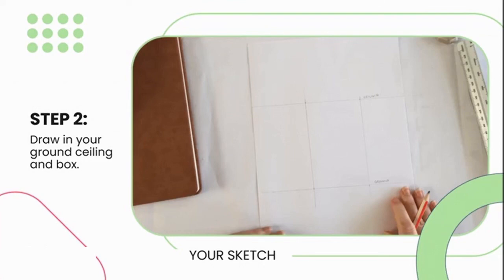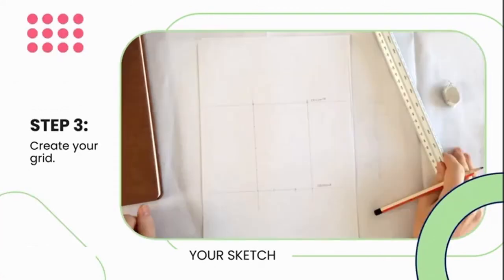So as you can see, I first drew my bottom line and then I drew my ceiling line, and this is essentially creating a box within the page. So let's jump onto step 3, and this is creating our grid. So we have a little box on the center of our page or within our page, and we're going to use this box to create the grid.